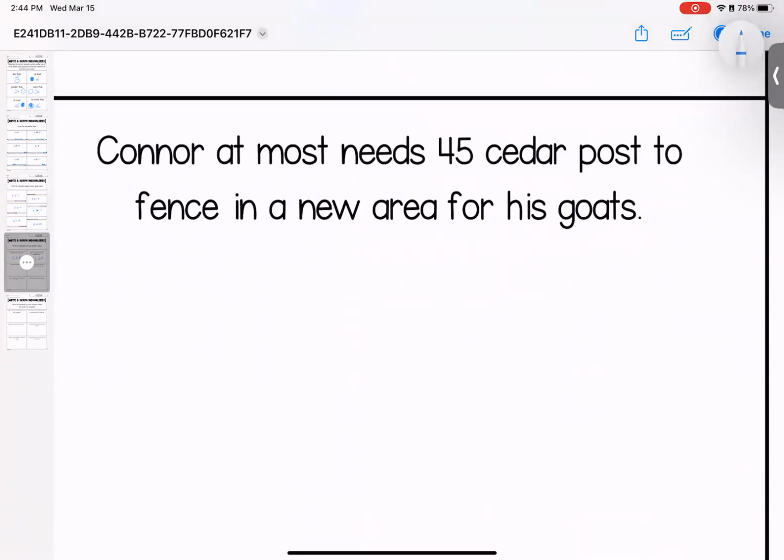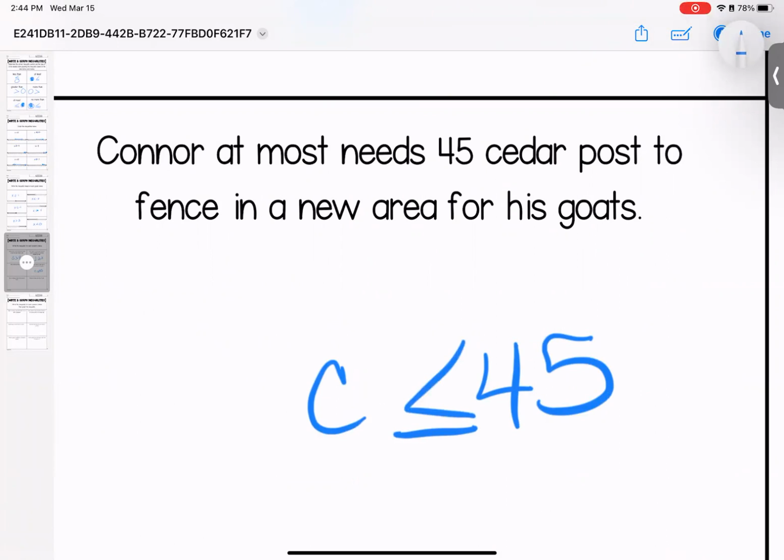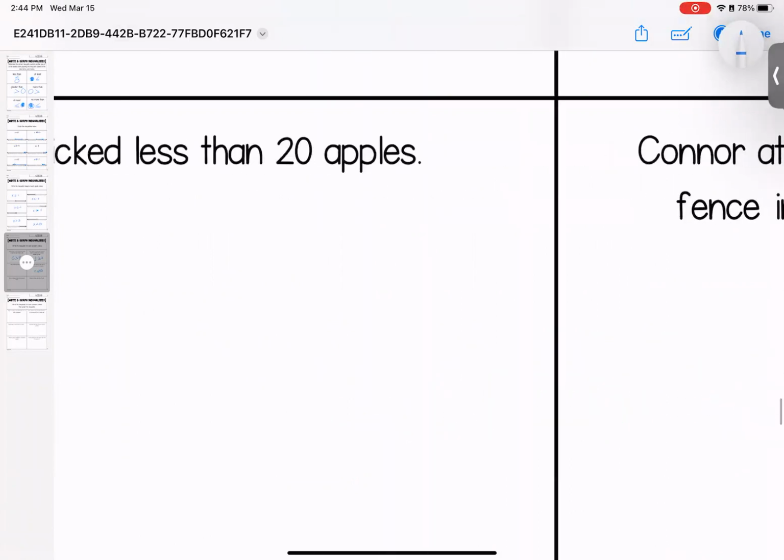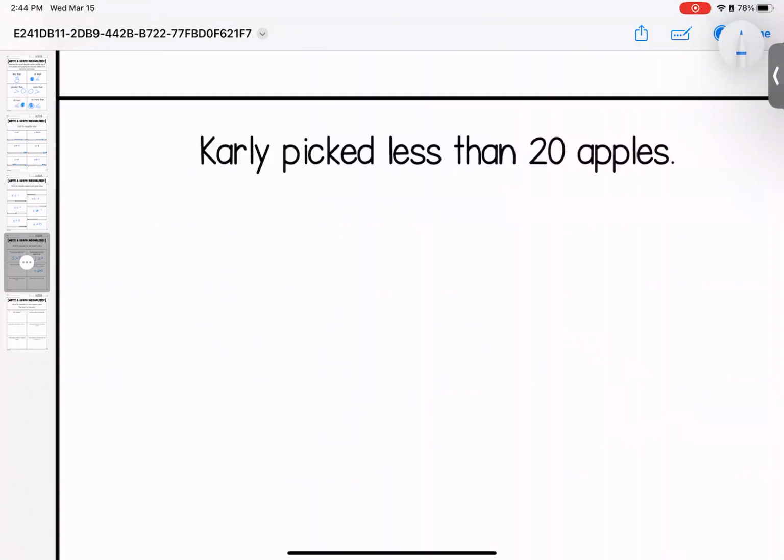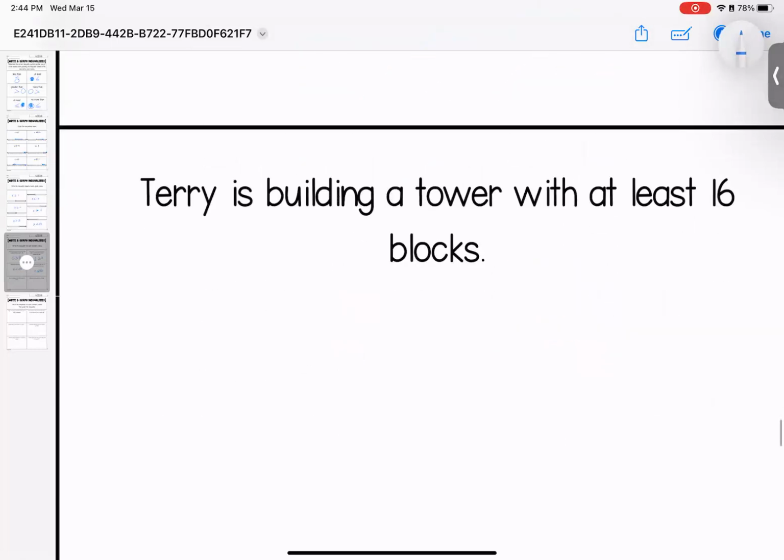Connor at most needs 45 cedar posts to fence in a new area for his goats. So Connor needs to have at least 45, but it should be greater than 45. So Connor needs greater than or equal to 45. Carly picked less than 20 apples. So Carly, 20 apples. She picked less than 20.